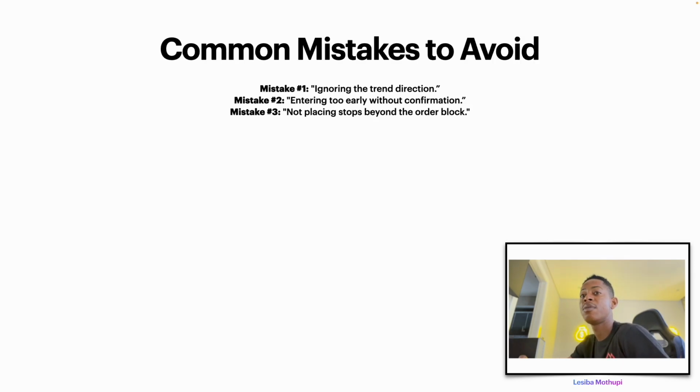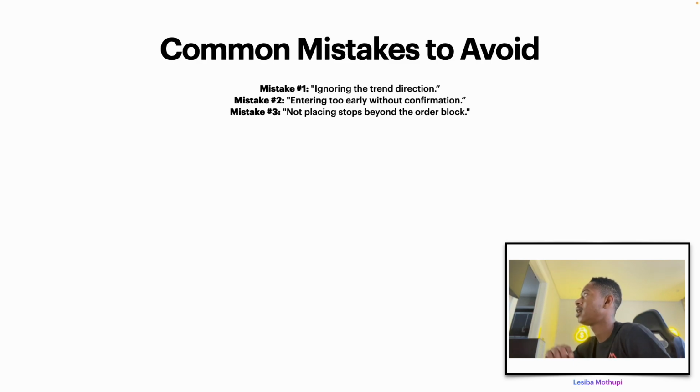So some of the common mistakes that you need to avoid: ignoring the trend. The very first mistake is people ignore the market direction. The second mistake is entering too early without any confirmation. And the third mistake is not placing stops beyond the order block. So with the first one, the best thing that you need to do, guys, is to make sure that you're following the trend. If you are going to execute on the 5-minute chart, look at the 1 hour. At least it should move in your direction. You understand? Like, look at the bigger time frame so it moves in the same direction.